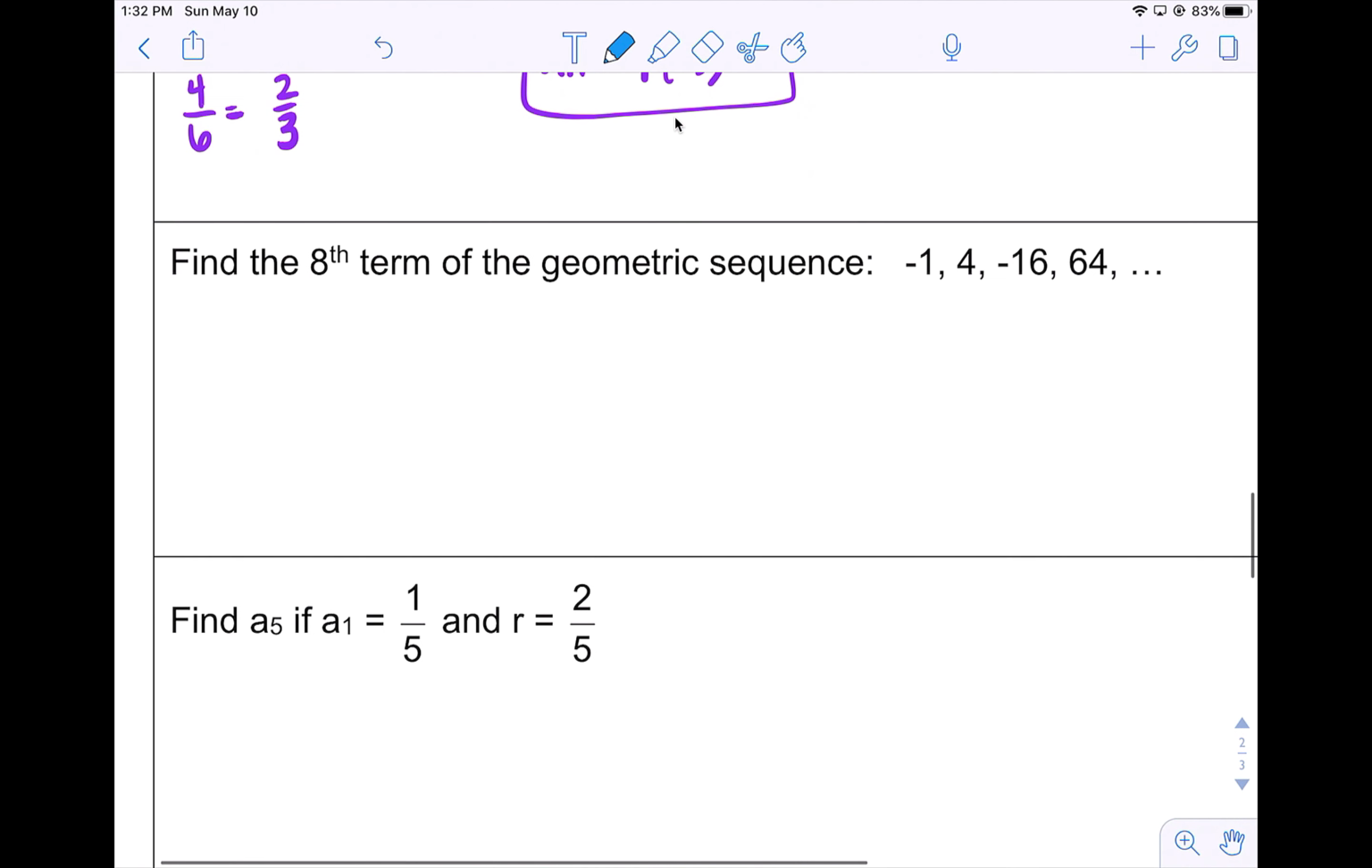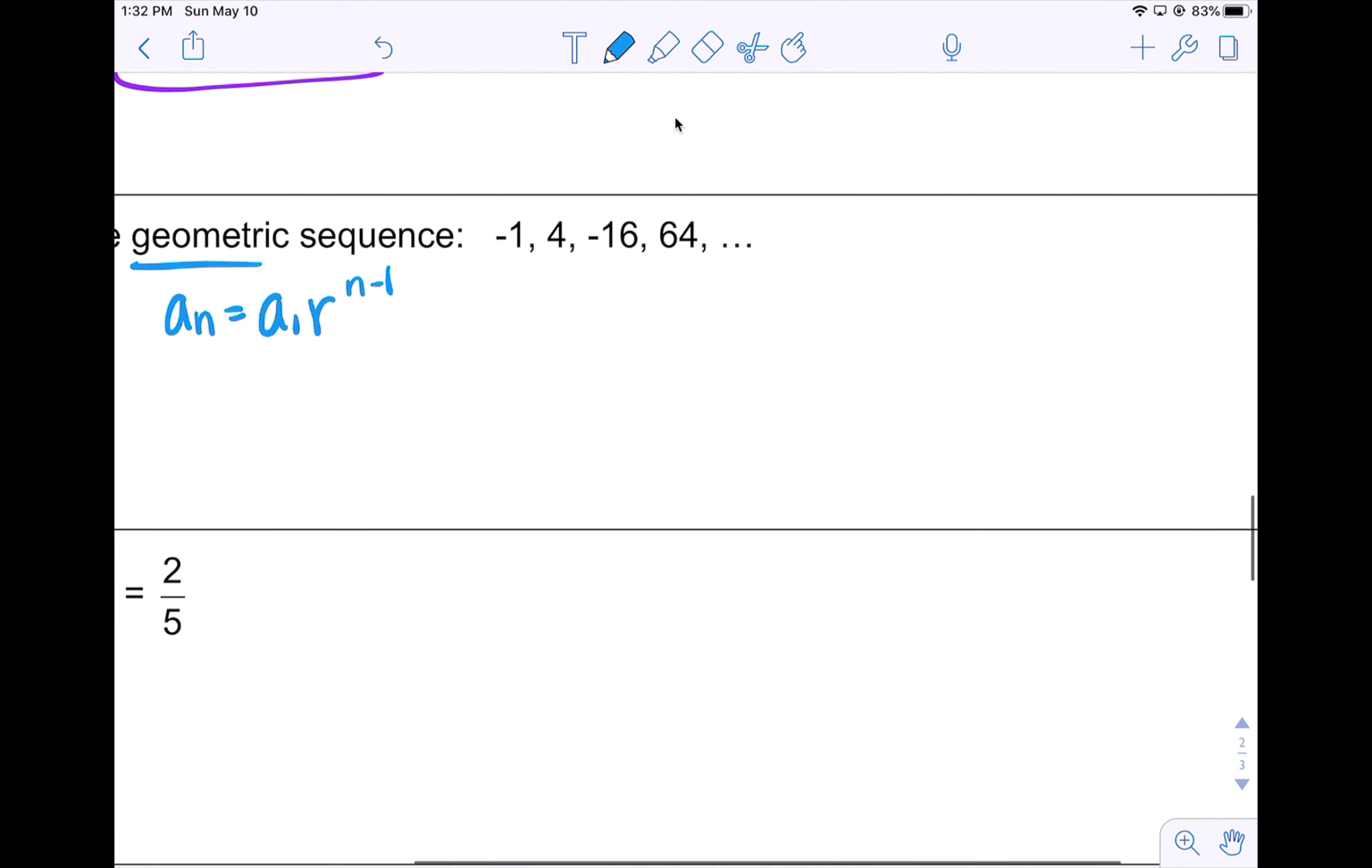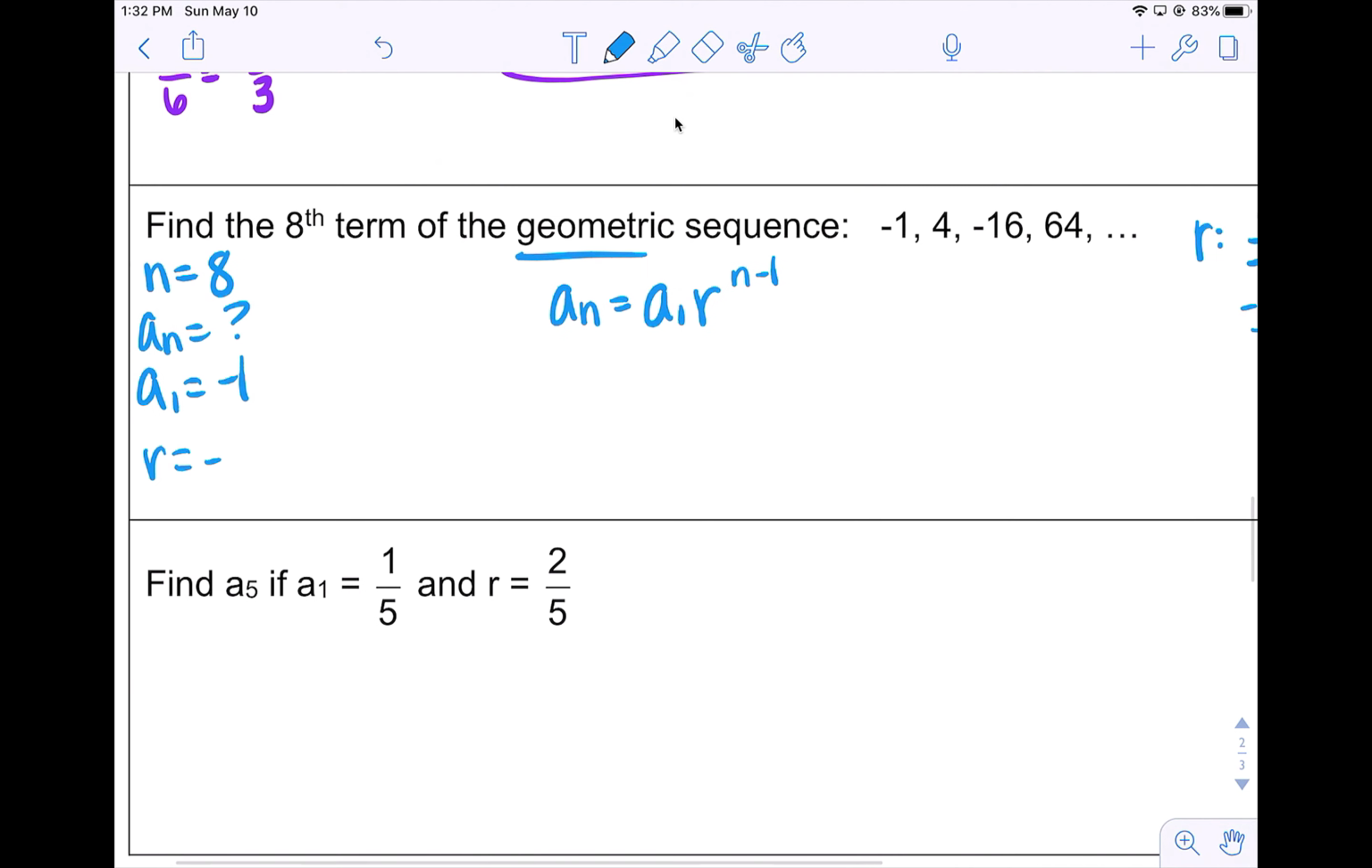So to find the 8th term of the geometric sequence, I'm going to use that formula again. I'm going to need a couple things. n is going to be 8. They want a sub n because that would be plugging 8 in for n. I can see a1 is going to be negative 1. I need to find that ratio. So to find my ratio again, the second term divided by the first term is negative 4. The third term divided by the second term is also negative 4. So my ratio is going to be negative 4.